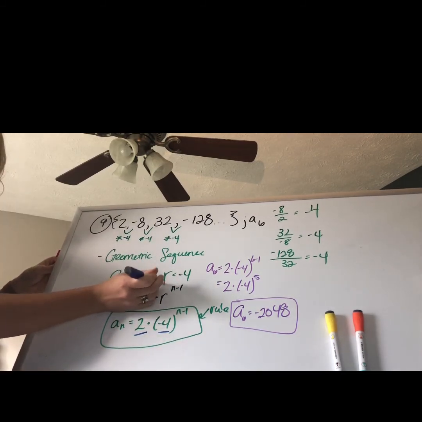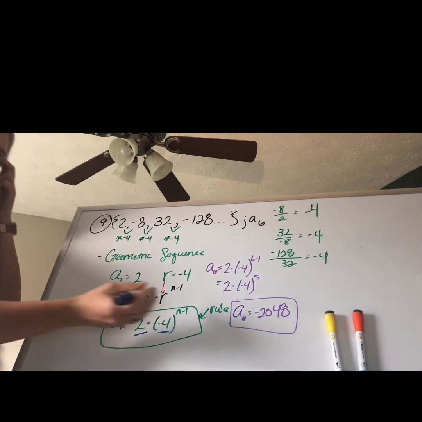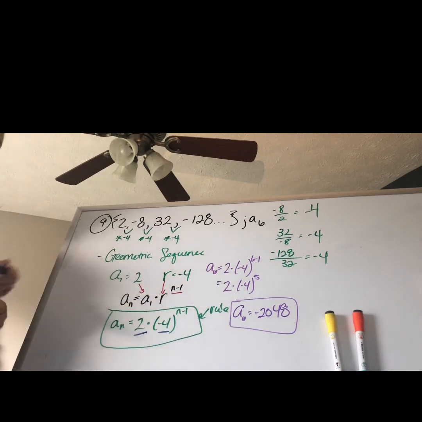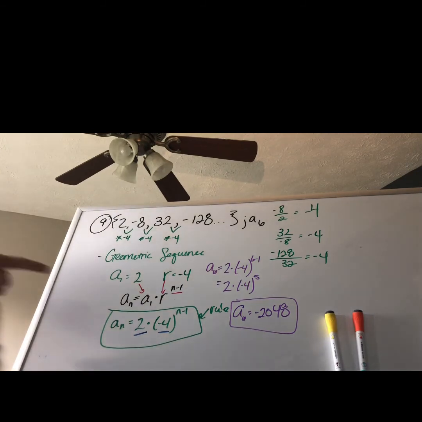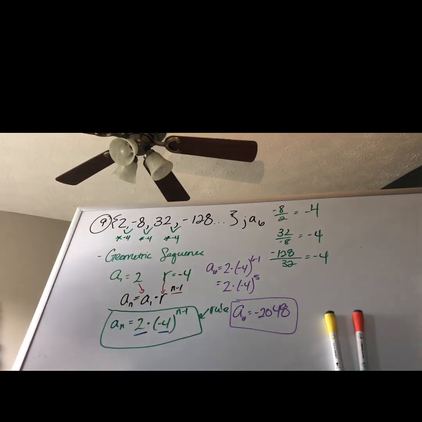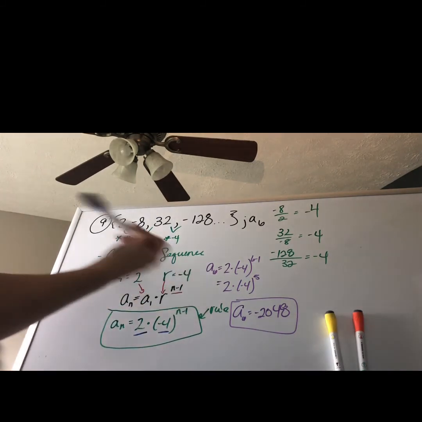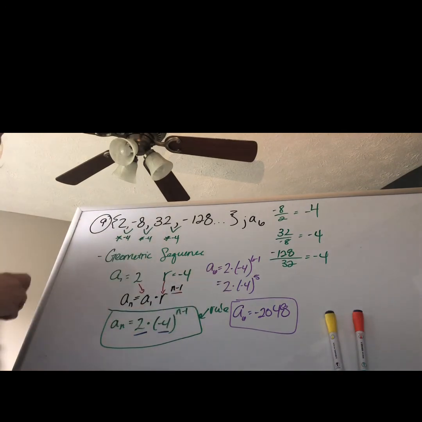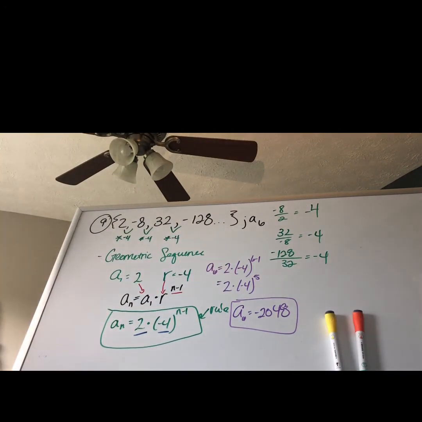A1 goes here, R goes here. This is an exponent. So in this problem, we plug 2 in for A1, -4 in for R, and that was our rule. So when you want to find a certain term, you plug that number in. We've been finding the 6th term, so we've been plugging 6 in, but even if you wanted to find the 30th term, you just plug 30 in.